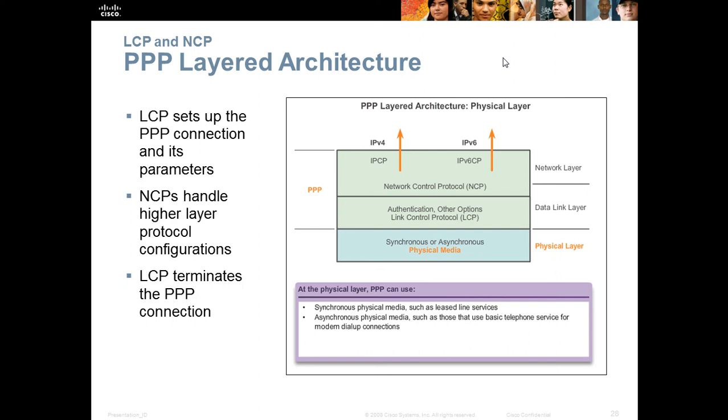Point-to-point protocol in a layered architecture. LCP sets up the point-to-point connection and its initialization parameters. NCP handles the higher layer protocol configurations and LCP terminates the PPP connection. At the physical layer, point-to-point protocol can use synchronous physical media such as leased line services, or asynchronous physical media such as those that use basic telephone service for modem dial-up connections.